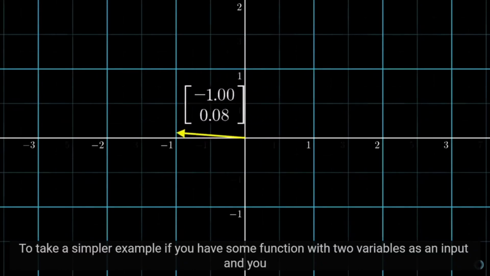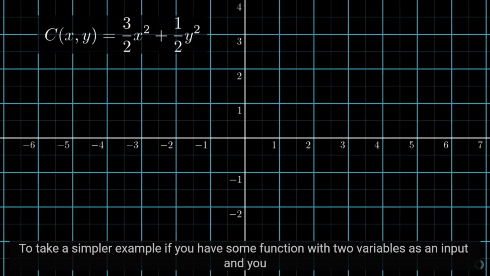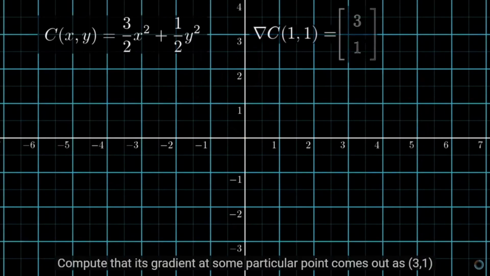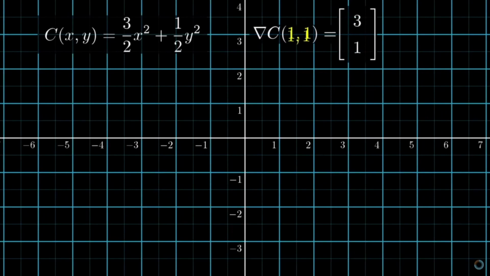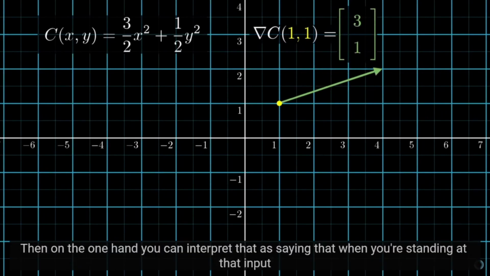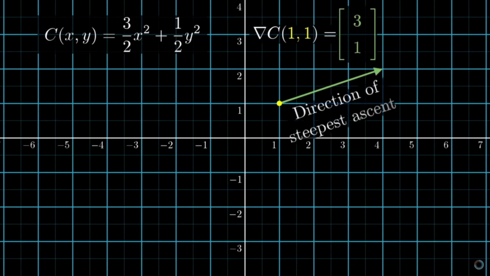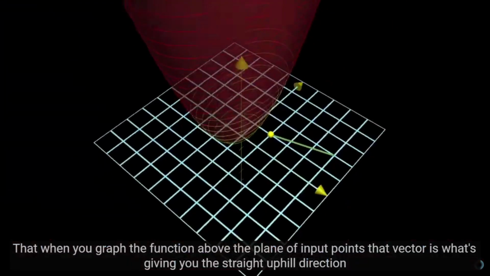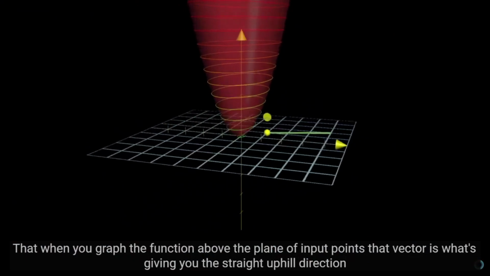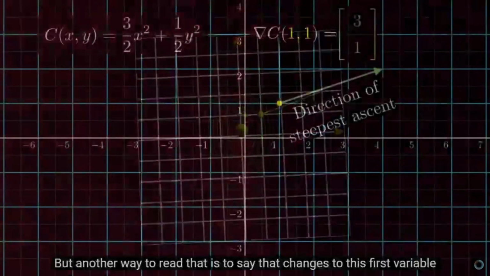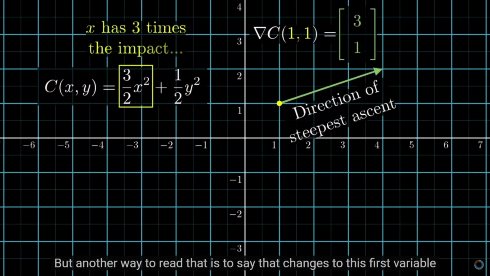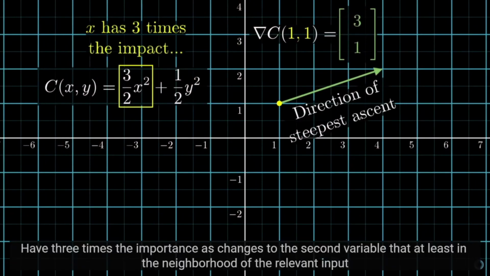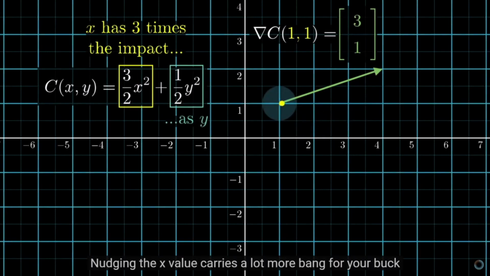To take a simpler example, if you have some function with 2 variables as an input, and you compute that its gradient at some particular point comes out as 3, 1, then on the one hand, you can interpret that as saying that when you're standing at that input, moving along this direction increases the function most quickly. That when you graph the function above the plane of input points, that vector is what's giving you the straight uphill direction. But another way to read that is to say that changes to this first variable have 3 times the importance as changes to the second variable. That at least in the neighborhood of the relevant input, nudging the x value carries a lot more bang for your buck.